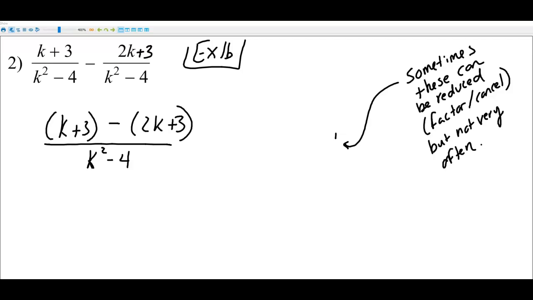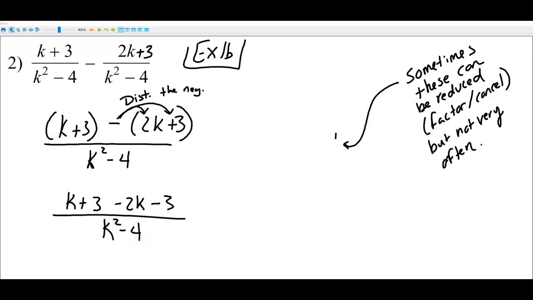All right. So when you're subtracting, you have to do something a little different than we did with the addition. Since there's a minus in the front, you're going to need to distribute the negative. So, and what that's going to do is change their signs. So if they're positive, then they become negatives. If they're negatives, they become positives. So the k plus 3 stays the same. The 2k is now going to become a minus 2k, and the 3 is going to become a minus 3.